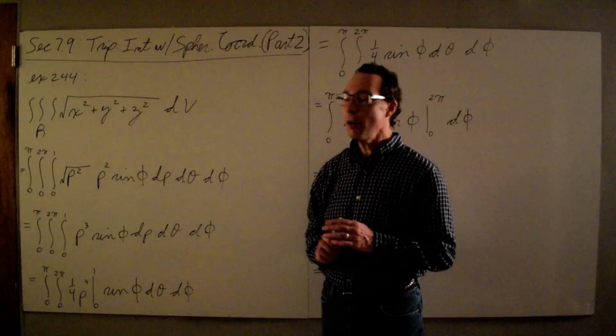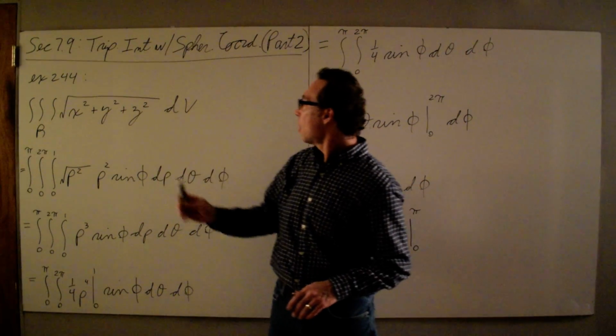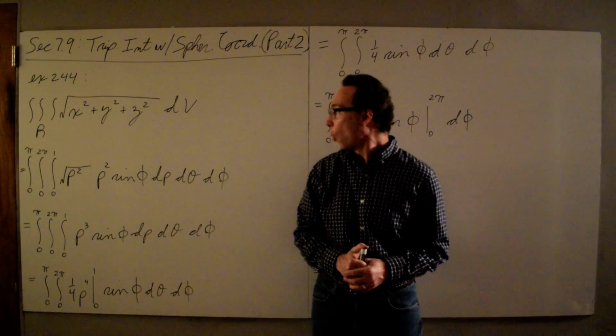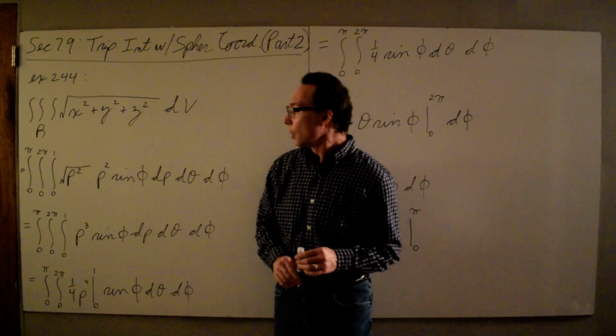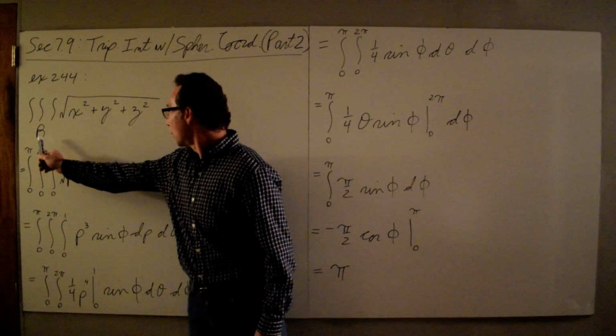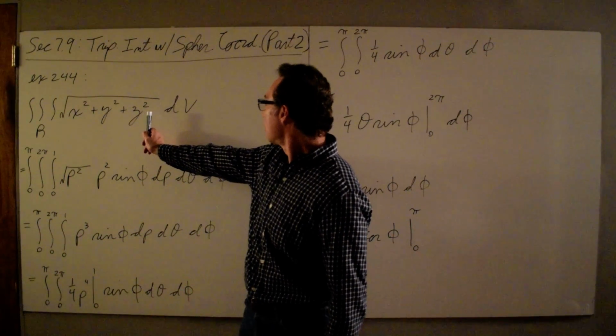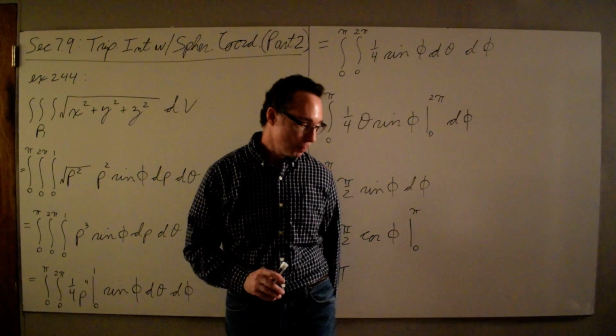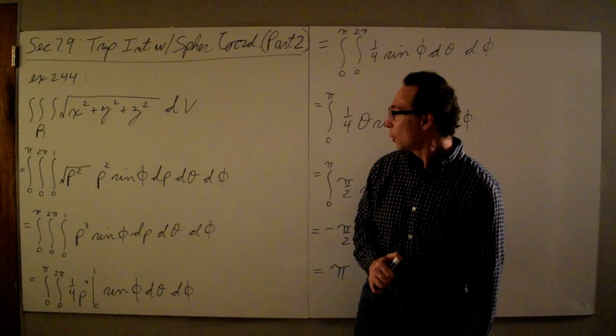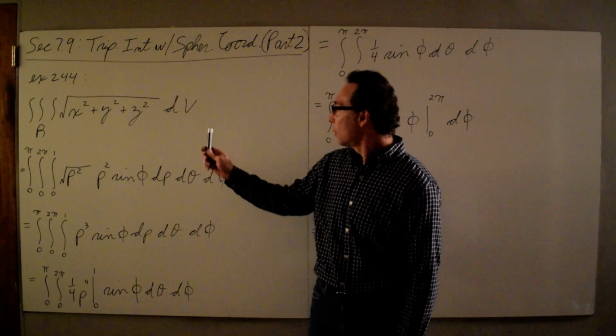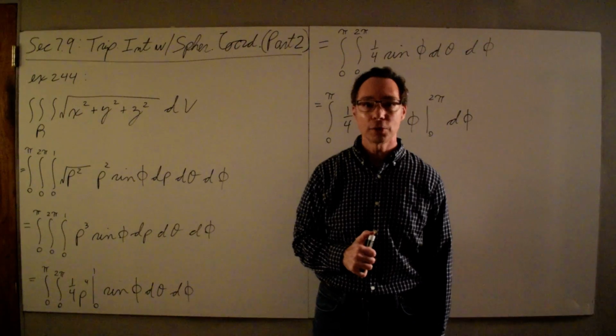This is a second video over section 7.9, triple integrals with spherical coordinates. And so we're going to integrate over the unit sphere of the square root of x squared plus y squared plus z squared dV. And this would be fairly challenging if we were going to use rectangular coordinates.